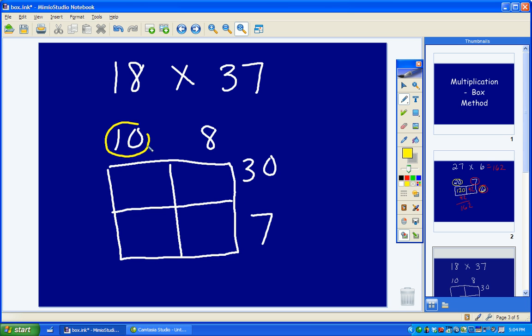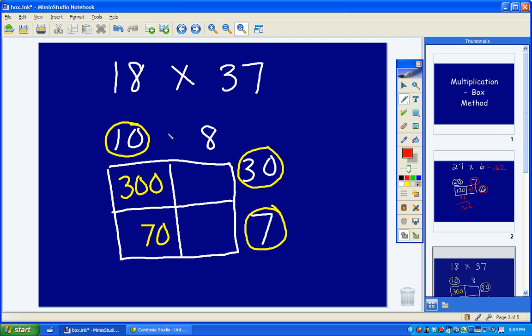First I'm going to do 10 times 30. Well, I know 1 times 3 is 3, and there's 2 zeros, so I'm going to stick 2 zeros at the end. Then I'm going to do 10 times 7, which I know is 70. Then I'm done with the 10, so I'm going to switch over here to the 8. 8 times 30, well 8 times 3 is 24. There's 1 zero, so 240. 8 times 7 is 56.